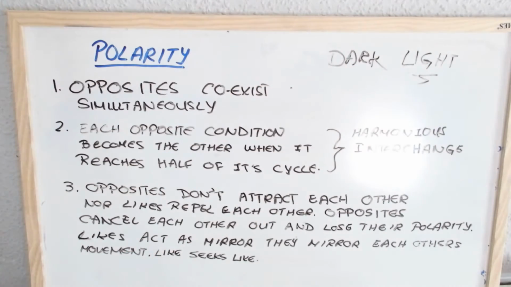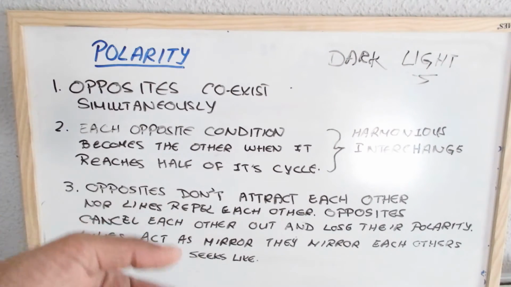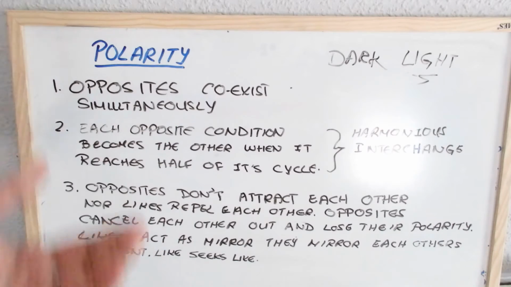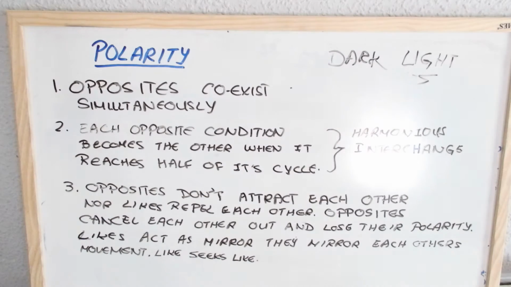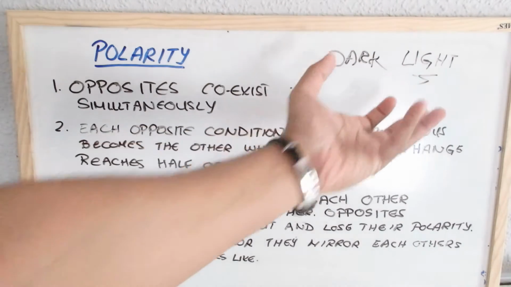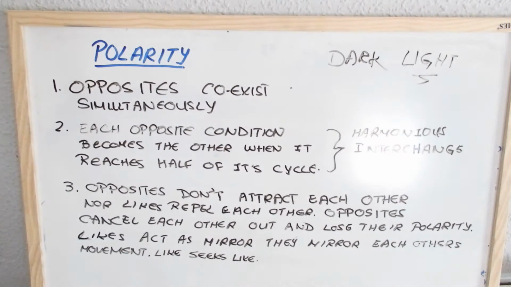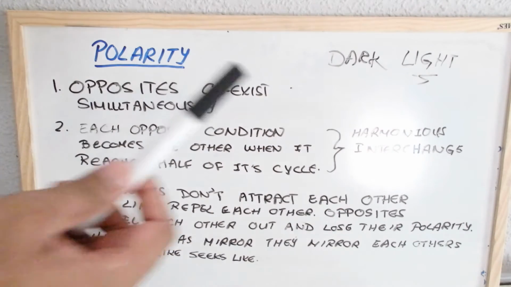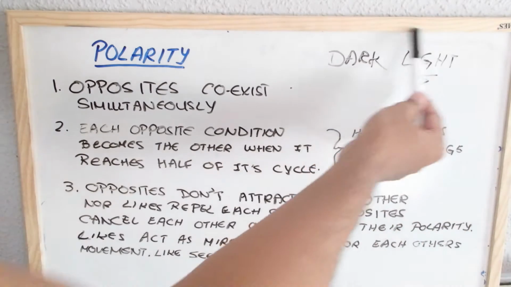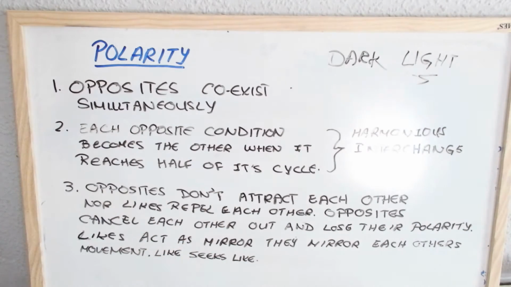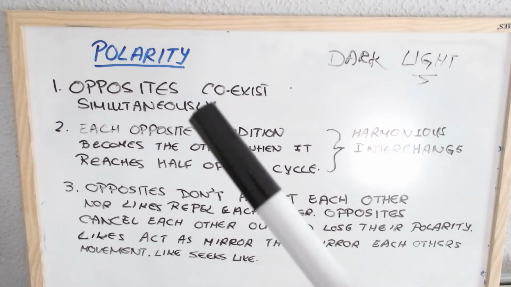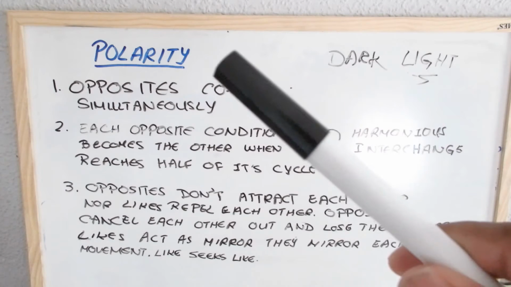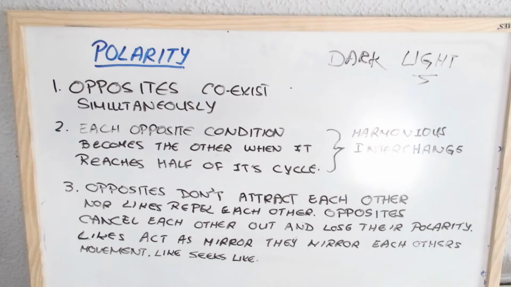For example, right now it's daytime in Spain, but it's nighttime, let's say, in the States. So they both exist at the same time. There's cold water, there's hot water, and what I'm trying to say is that in polarity, whatever the opposites, they coexist simultaneously. We must know this because this is very, very important. And you can see it.